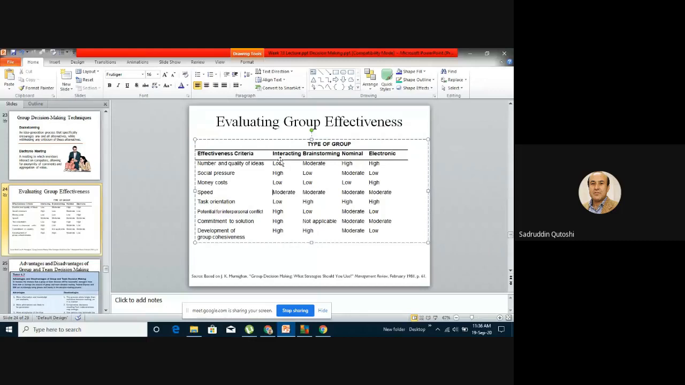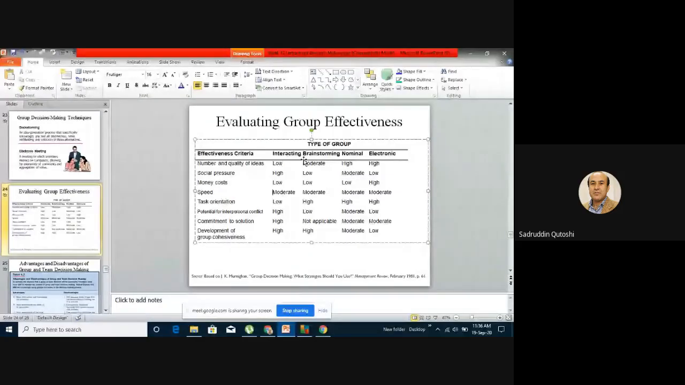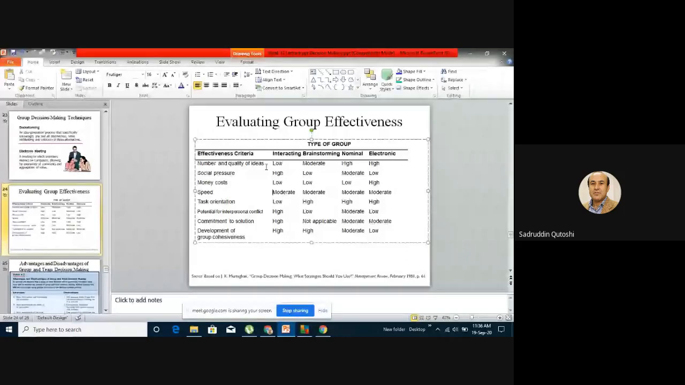So when you look at these, which sort of group decision making is effective and which one is not, you can use these criteria. Number and quality of ideas: when you look at interacting, it is low, brainstorming high, and electronic it's high. Social pressure: similarly, it's high in interacting, low in brainstorming, moderate in nominal, and low in electronic.